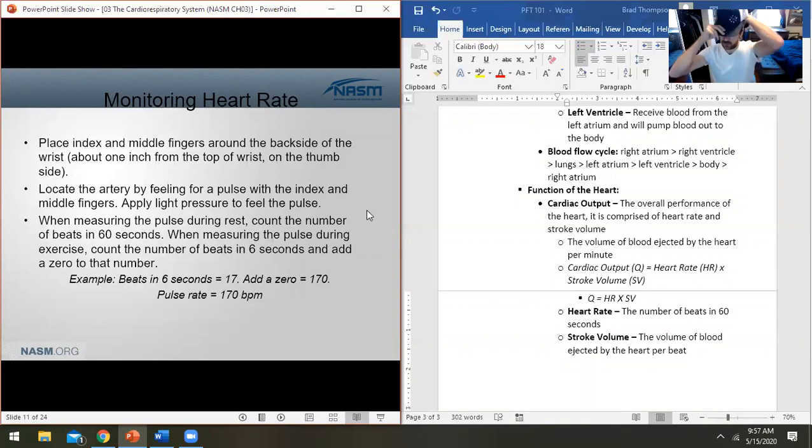Now, when we get to assessments, we are going to talk about variations of that. For instance, in the 3-minute step test, I want to know what your heart rate is after it has recovered for 60 seconds. So that's a recovery pulse. That's very different than what we're talking about here.